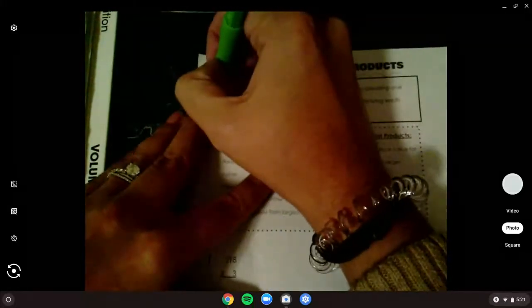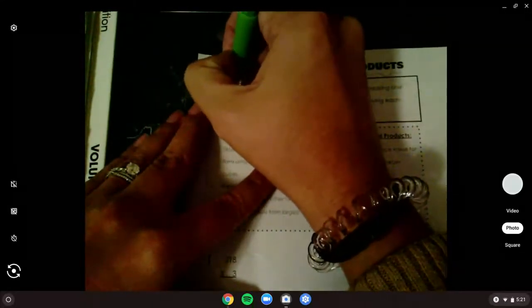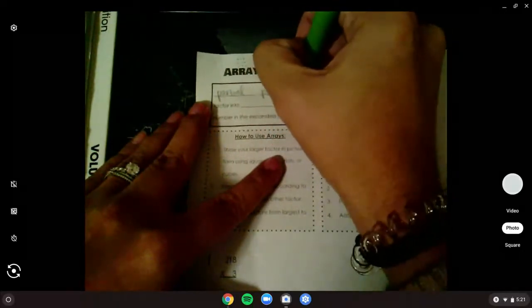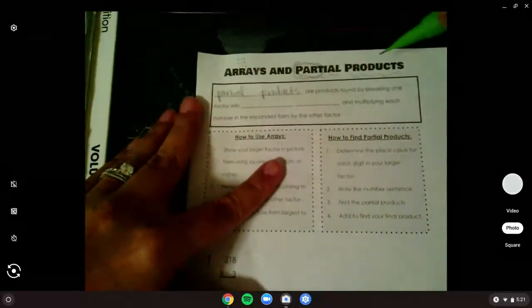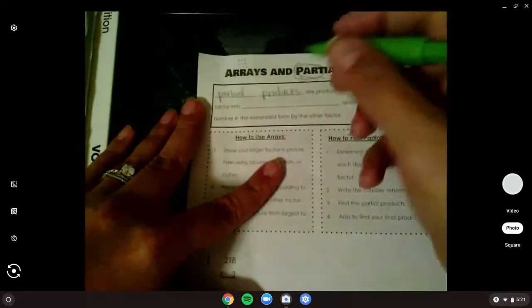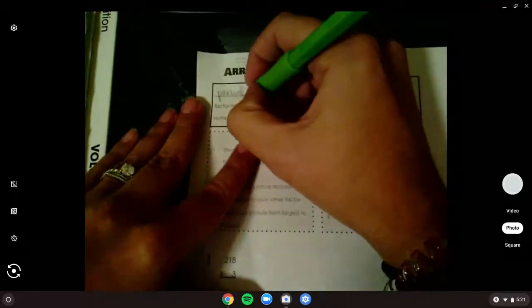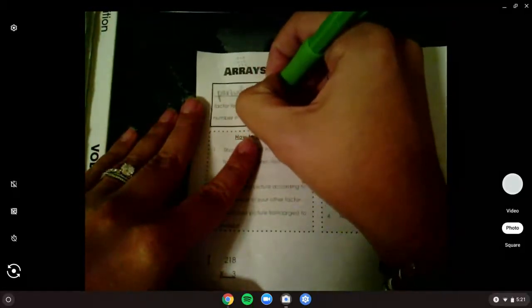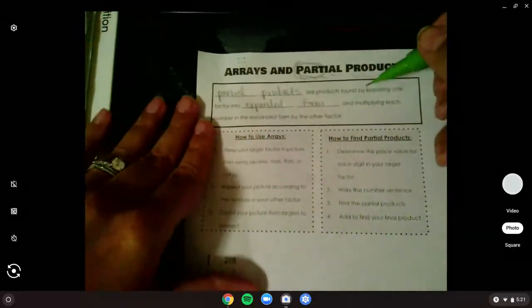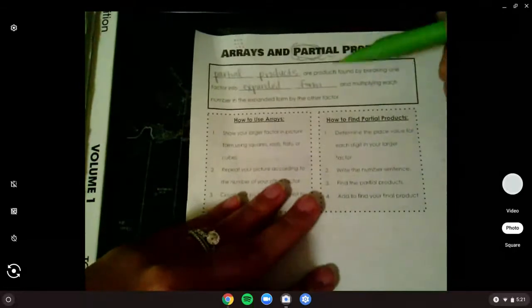So when we have partial products, that's the products that are found by breaking one of our factors, one of the numbers we are multiplying, into expanded form. And then we multiply each number in the expanded form by the other factor. Now, we'll get to that way in a bit. First, we're going to talk about arrays.